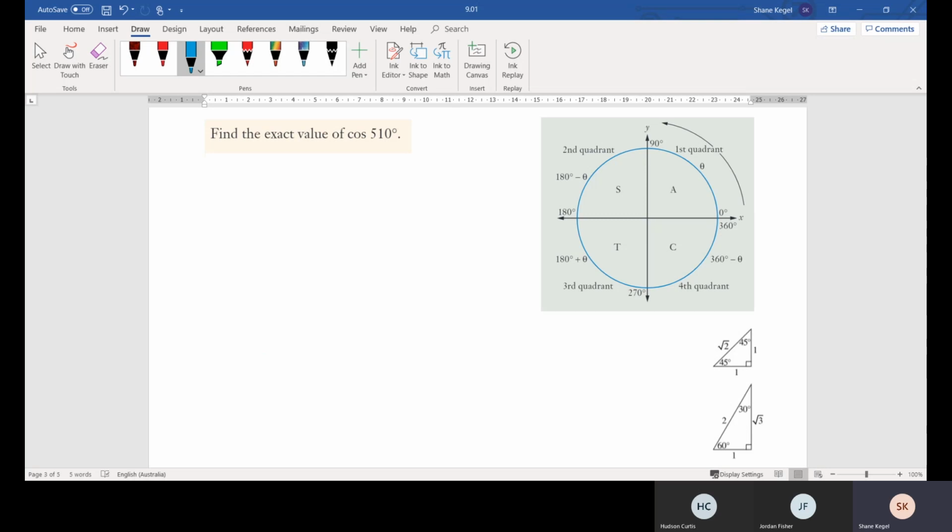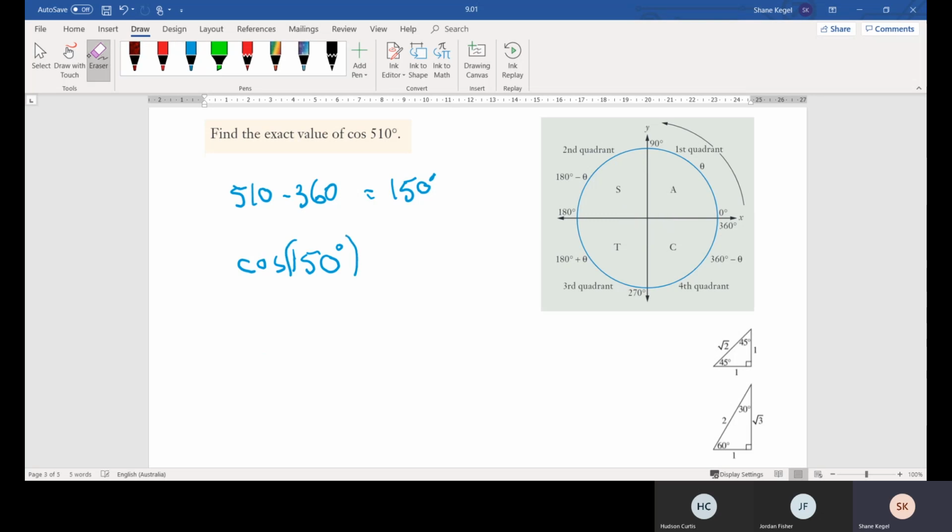So 510 degrees, I'd go a full circle will give me 360. And I have to work out, well, how much more is 510? So that's pretty easy. 510 take away a full rotation, or 360, means that I've traveled an extra 150 degrees around after my first rotation. So really what I'm solving is cos of 150 degrees. Perfect. I can put brackets around there to make it look simpler.